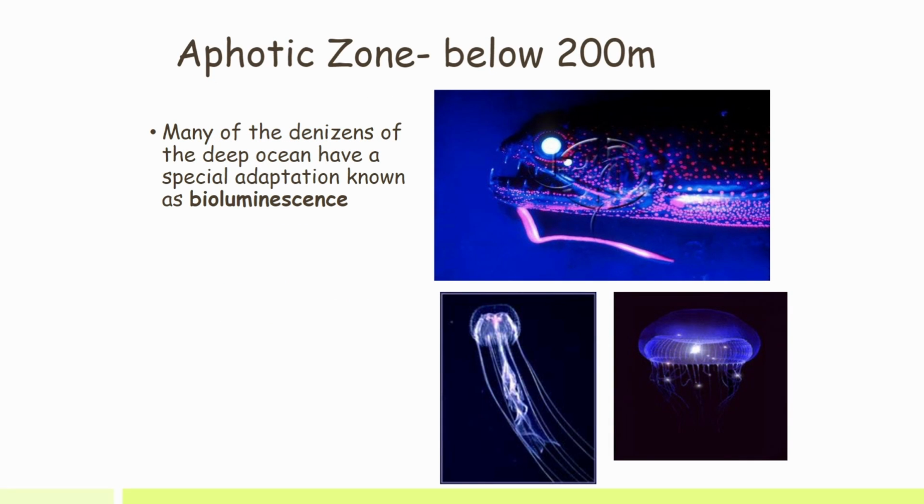Again, the aphotic zone is below 200 meters, and many of the organisms that exist here have adaptations like bioluminescence, where they glow in this dark environment.